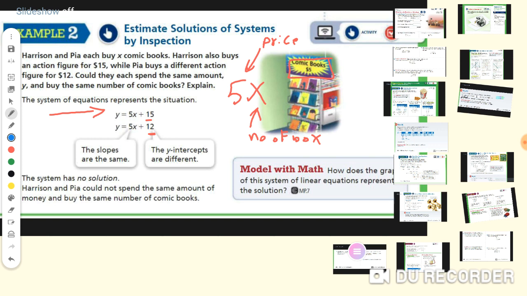This is by mental. But by equation, as we said before, I have similar, the same slope and different b. In this case, which case are we in? Case 1 or 2 or 3? Case 1, one solution. Case 2, no solution. Case 3, infinitely many solutions. Okay? So I am in case 2, no solution, because I have similar slope and different b.